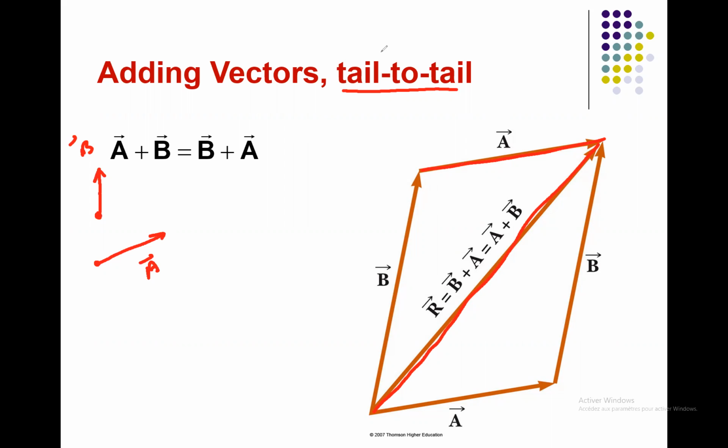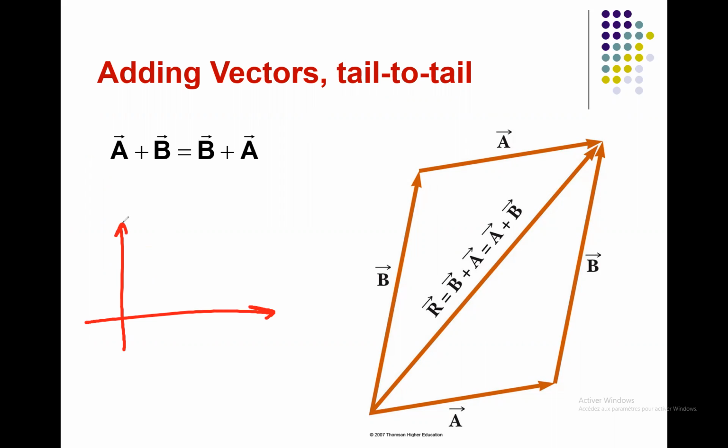These two methods, I can give you an example. If I have Y and X here, for example, here we have A, here we have B. We have here tail to tail. To add A to B, we have to calculate the diagonal. This is A plus B.